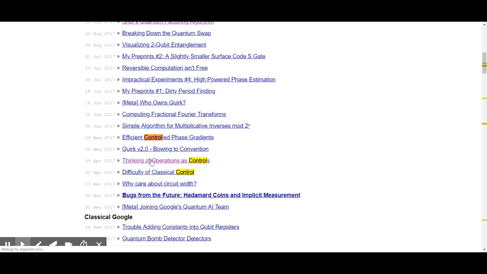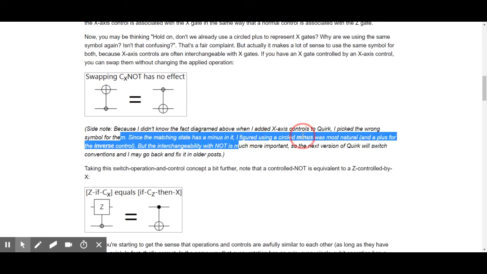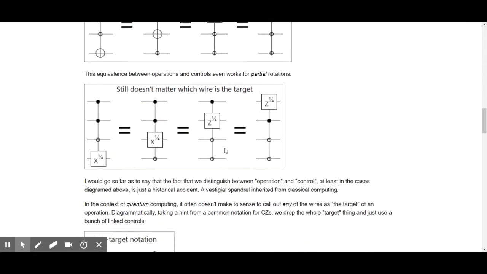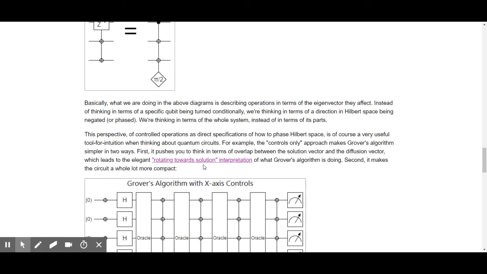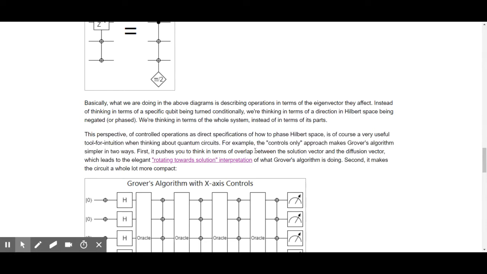So thinking of operations of controls, that's the article. Specific control operation has direct specifications of how to phase Hilbert spaces. This is of course a very useful tool for intuition when thinking about quantum circuits. For example, the controls-only approach makes Grover's algorithm simpler in two ways. First, it pushes you to think in terms of the overlap between the solution vector and the diffusion vector, which leads to the elegance of what Grover is doing. Second, it makes the circuit a whole model.